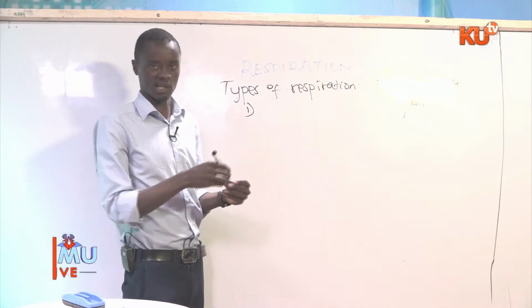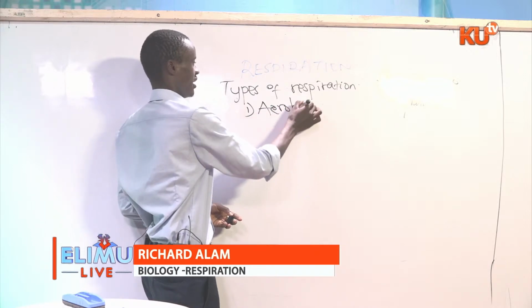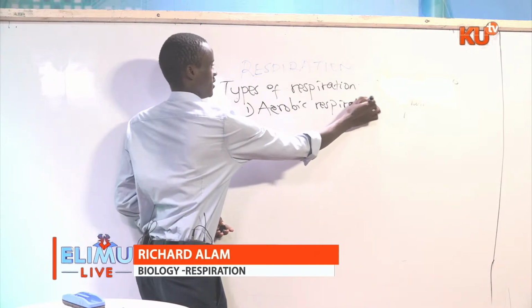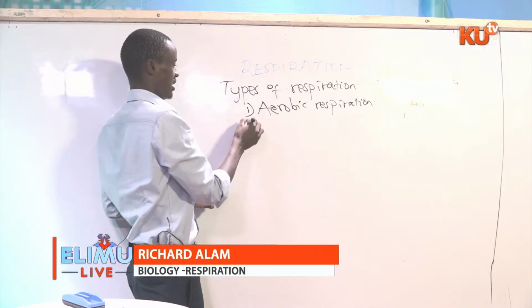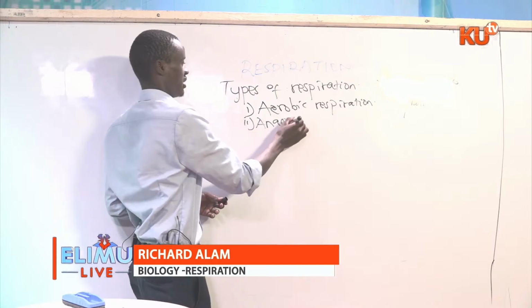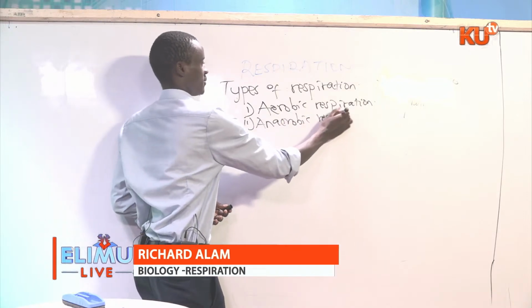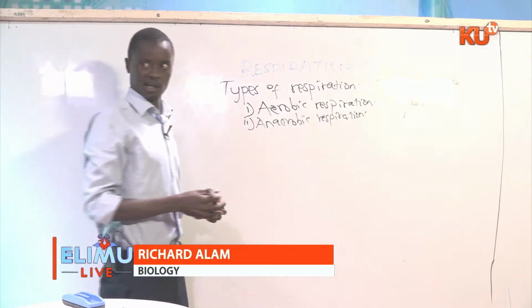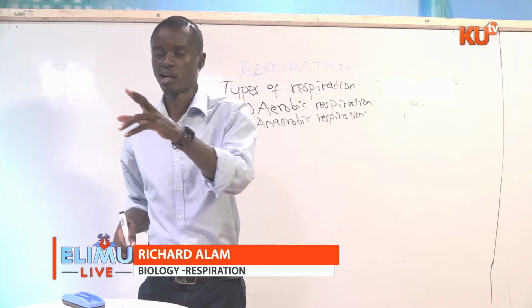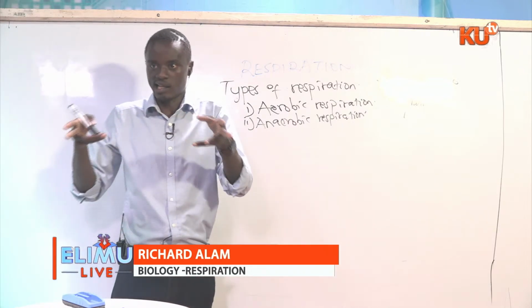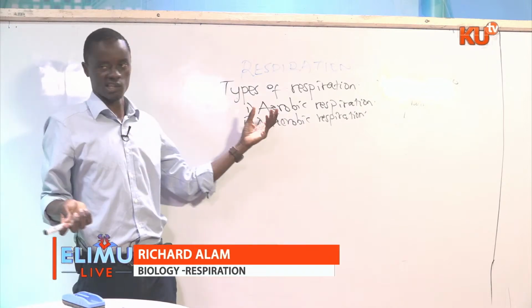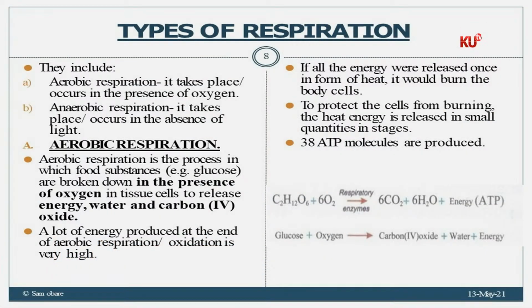The first one is aerobic respiration, and the next one is anaerobic respiration. Now, as I stated previously, the basis of classification of respiration is the presence or absence of oxygen.